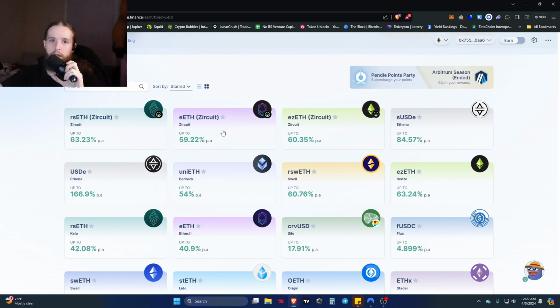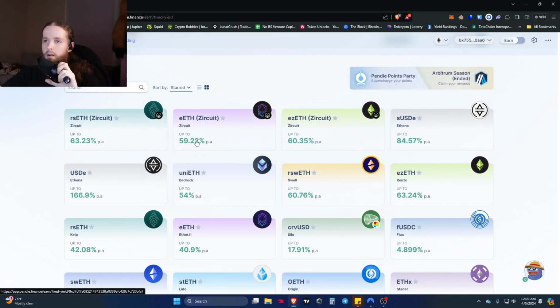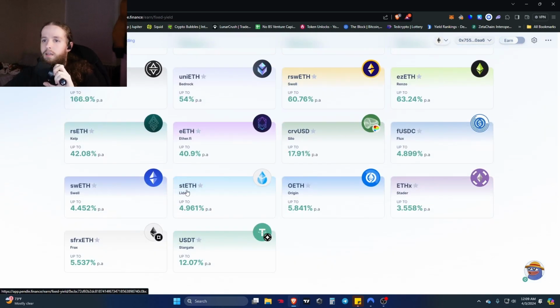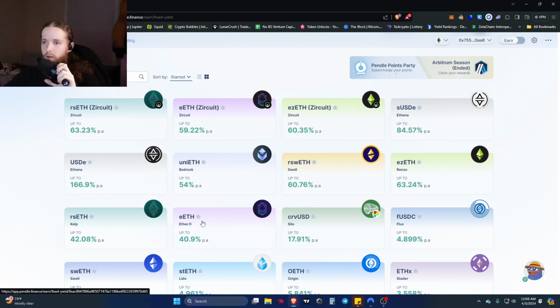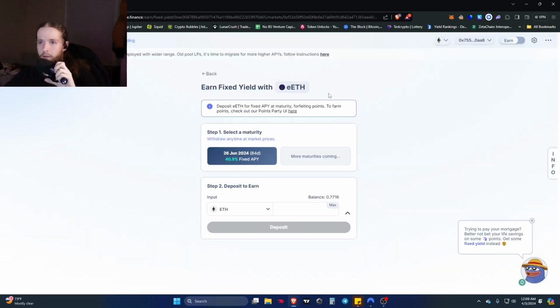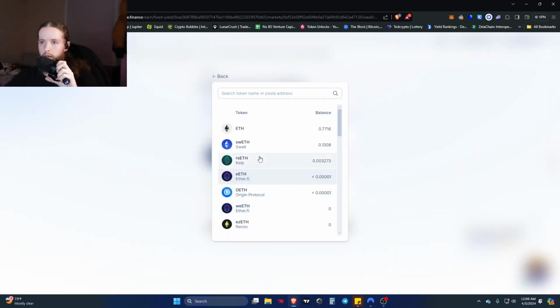Mostly you're going to see ETH LSTs here, liquid staking tokens like STETH, SWETH, OETH, ETHX, Frax ETH, and then you have liquid restaking tokens like EtherFi ETH, Restaked Swell Ethereum, Renzo, and Kelp DAO, of course. There's also a couple others here. And basically what this allows you to do, let's say I want to come on here and have some EtherFi ETH. If I were to click on this market, I could go ahead and deposit.